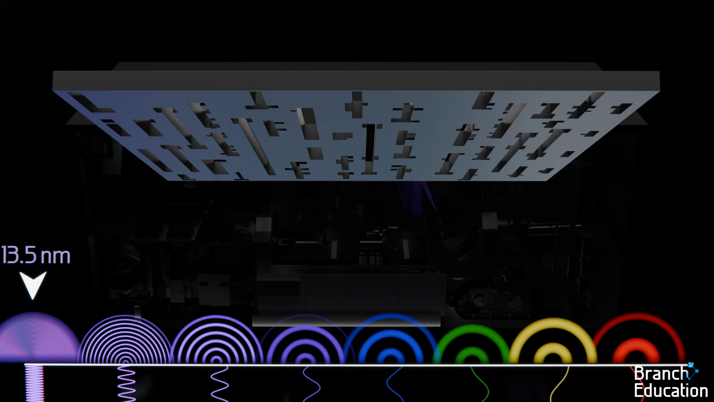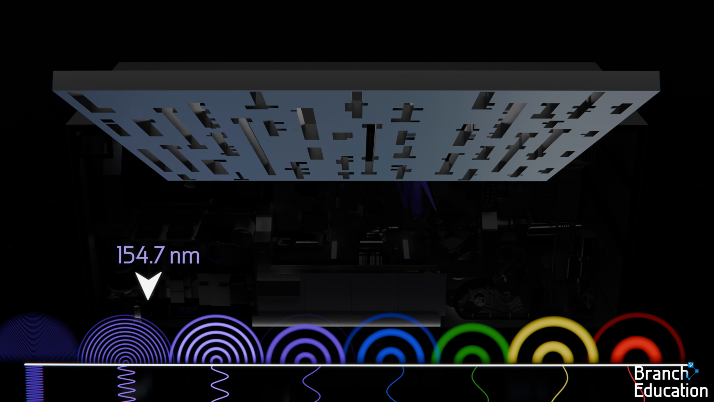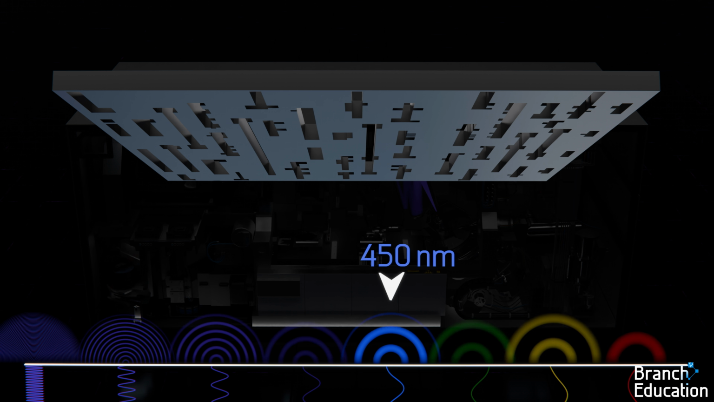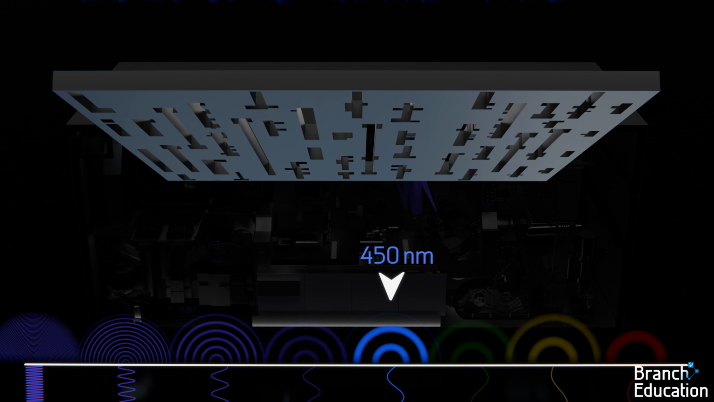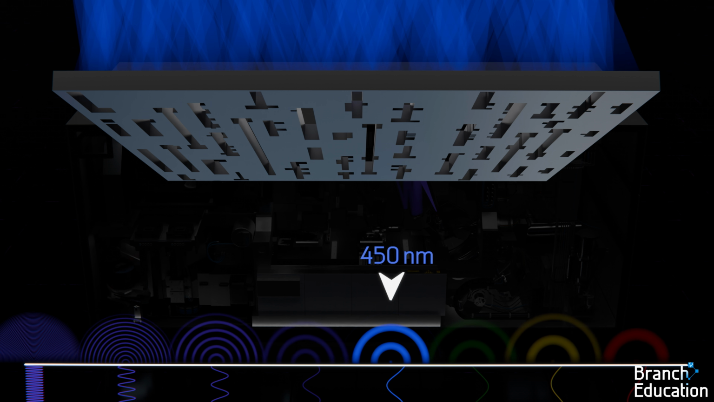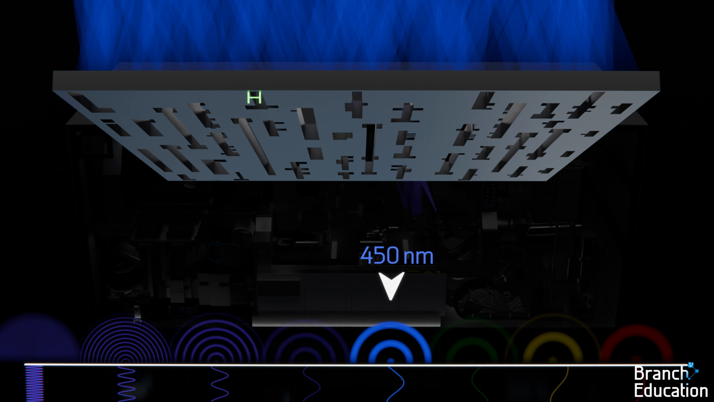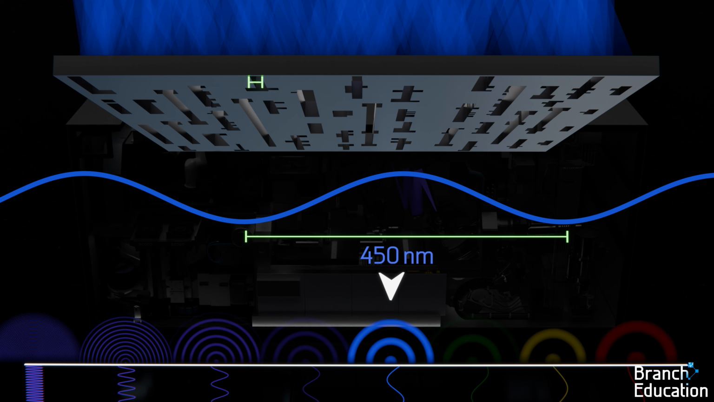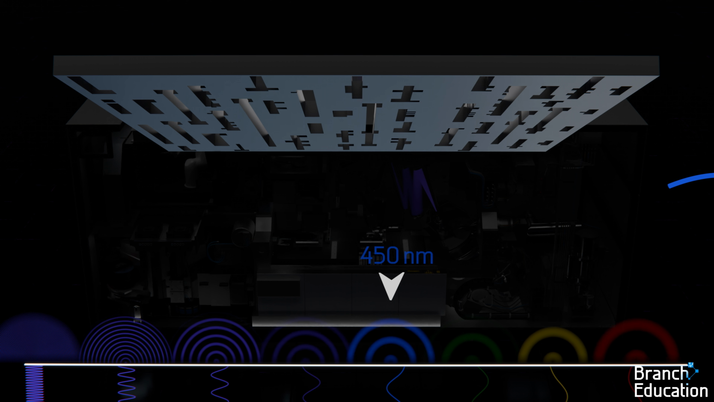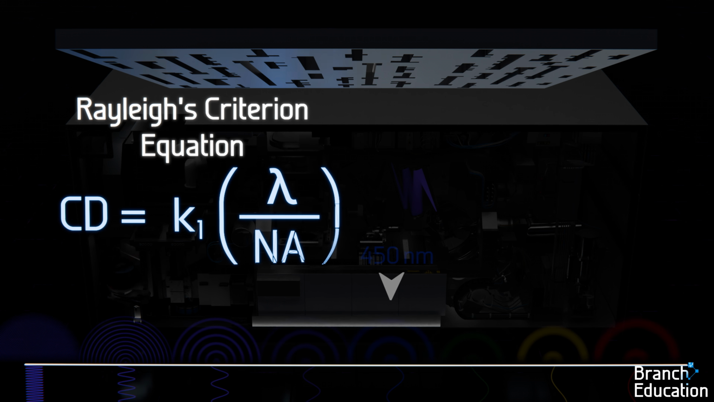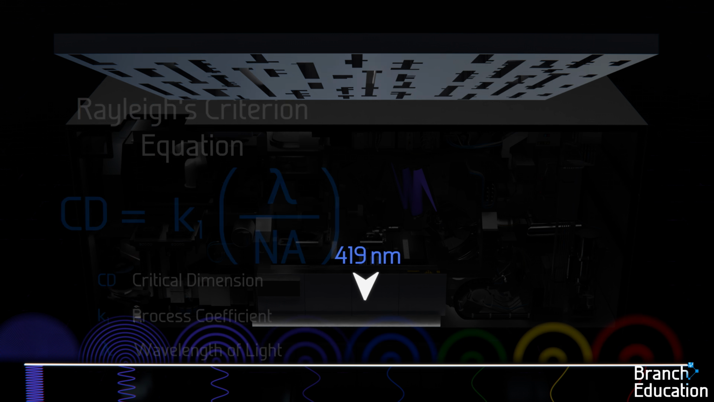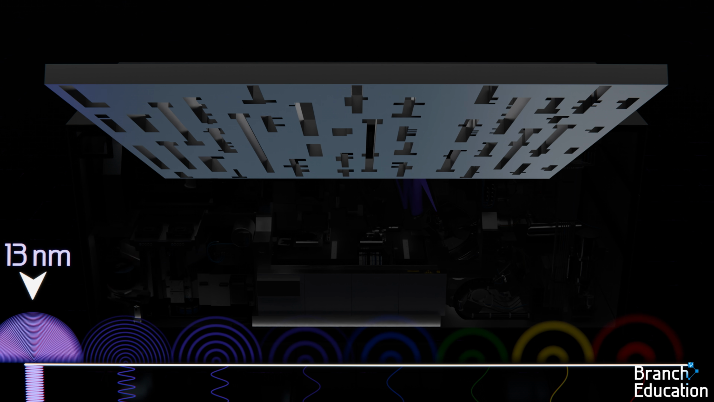So what happens when we use a wavelength of light that's substantially larger than the 13 nanometer EUV light, such as this 450 nanometer blue light? Well, when this large wavelength light hits, the pattern is almost entirely lost. This is due to the width of the holes in the pattern being substantially smaller than the wavelength of light hitting it. This limit to the resolving power of the lithography machine is described in Rayleigh's Criterion equation, which we will explain later. So let's switch to 13 nanometer EUV light.